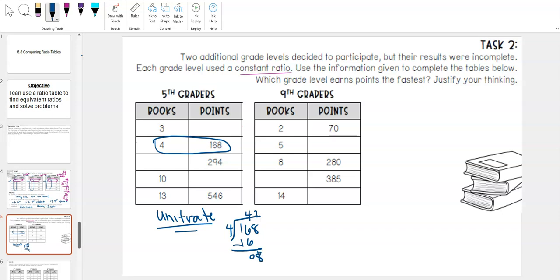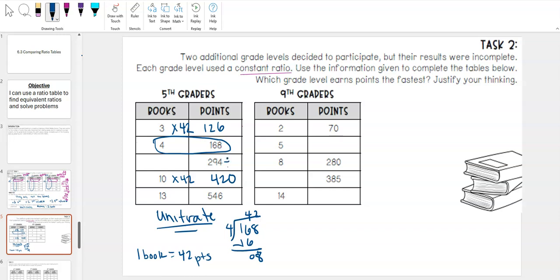And now I know that for every book, one book makes 42 points in 5th grade. That will help me because now I can just multiply by my multiplier here, by my unit rate, to figure out how many points for 3 books. So if it's 42 points for 1 book, then it's going to be 126 points for 3 books, because that's 42 times 3. For 10, same thing. It's going to be 420 points.